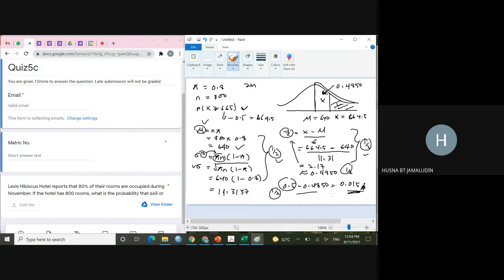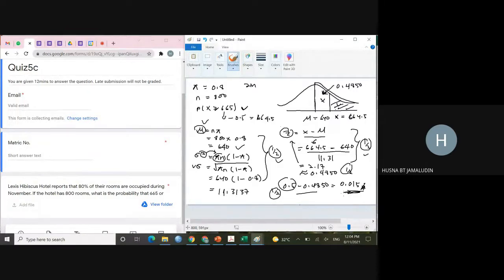Because you put 0.5, then you will get half only out of 2. If let's say suddenly you just put the final answer 0.015, you will get 0 marks, because I want to see the working. How can you get up to this final answer? Okay, that is the first question.